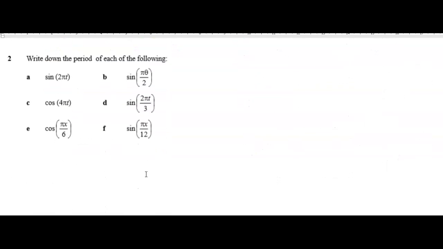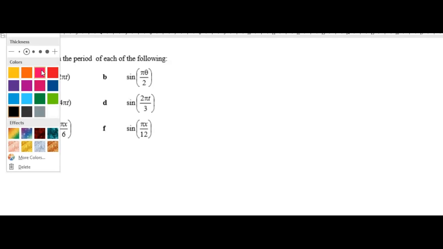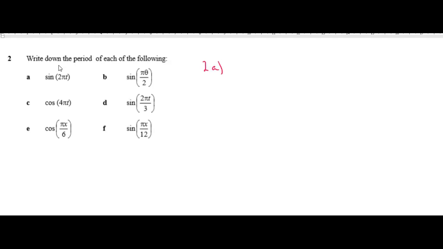All right, so for question 2, I'll put this one down because it's a little bit harder. I'm going to highlight the value of n. Okay, so you can see here, sometimes we've got t, sometimes we've got theta, and we've got x. So the variable's changed. As long as you can identify n, you can do the period. So for the first one, n is equal to 2 pi. Your period is equal to 2 pi on n, 2 pi on 2 pi, which equals 1.